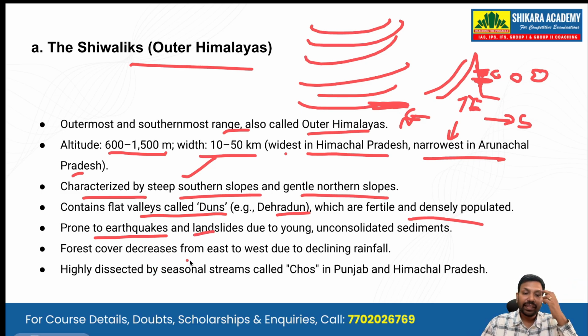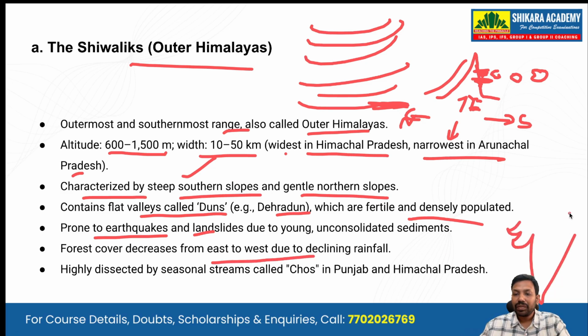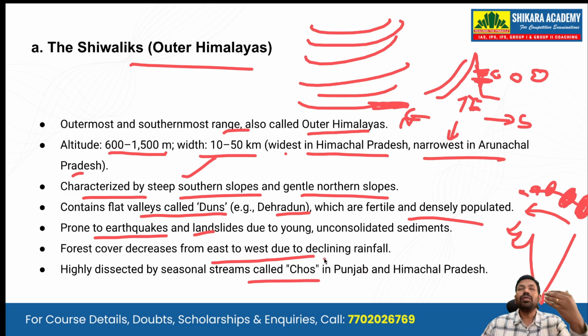And forest cover decreases from east to west due to declining rainfall. So if this is India, from east to west the rainfall decreases, so we get a good amount of rainfall here, and furthermore less. The rainfall pattern keeps on decreasing, and the region is highly dissected by seasonal streams called chos in Punjab and Himachal Pradesh. Before the formation of the Punjab and Haryana land itself, there were antecedent rivers, which have been there for a very long time, that dissected these plains.